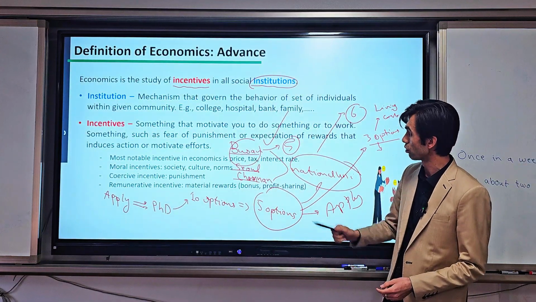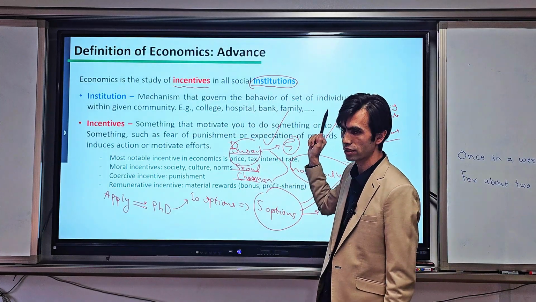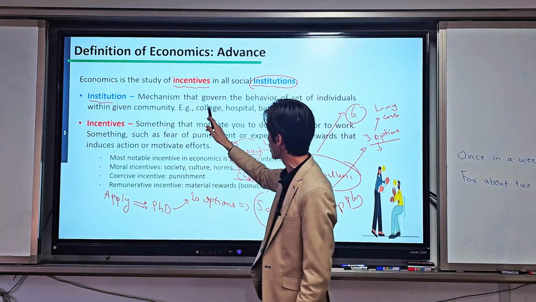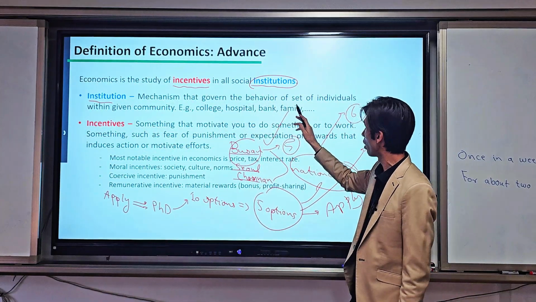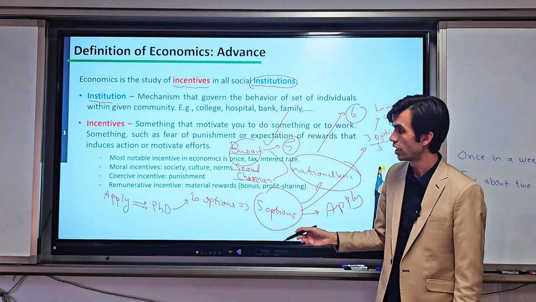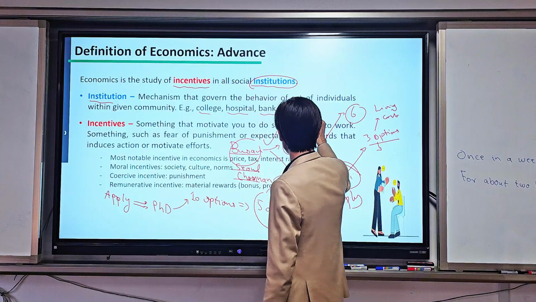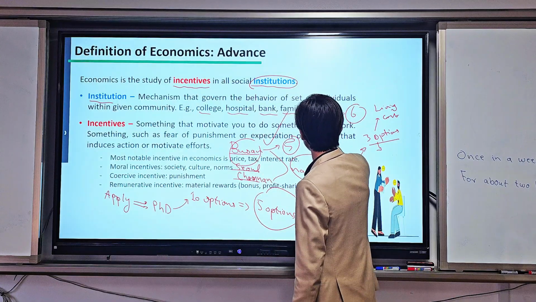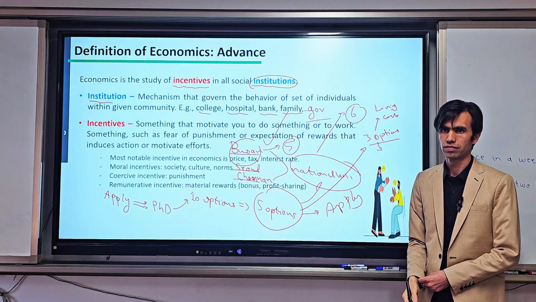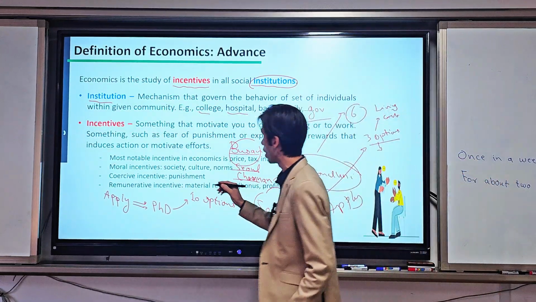So these are incentives. When we think about that, economics is the study of incentive in all social institutions. We can define institutions like this: mechanisms that govern the behavior of sets of individuals within a given community. It can be a college, a hospital, a bank, a family, or a bigger institution like government, or a household.